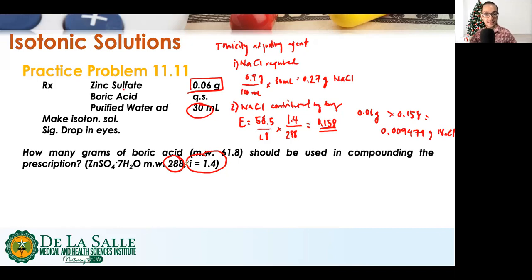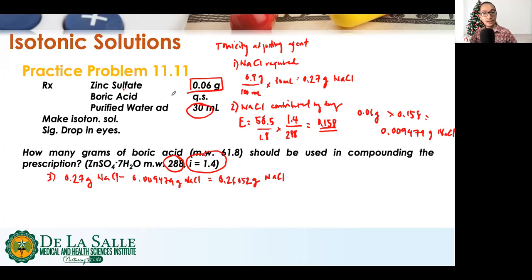Okay? The next step is to deduct. We cannot simply deduct. Actually, we can deduct. So, let's move on. So, we deduct 0.27 gram of sodium chloride minus 0.009479 gram of sodium chloride. So the amount of sodium chloride that will be needed is 0.26052 gram of sodium chloride.